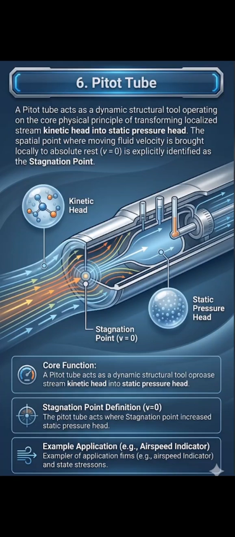Core function: a pitot tube acts as a dynamic structural tool converting stream kinetic head into static pressure head. Stagnation point definition: v is equal to 0. The pitot tube acts where the stagnation point increases static pressure head. Example applications: air speed indicators.